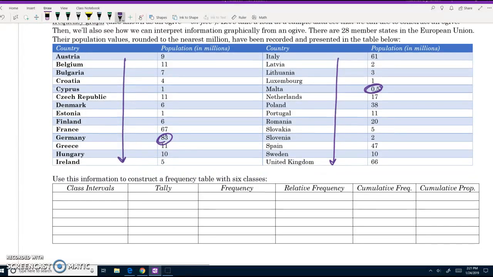So what we want to do to find our class width, and we're going to use 6 classes because that's what it tells us in the instructions, is to take our highest value, 83, subtract our smallest value, 0.5, and then divide that number by 6. So here, 83 minus 0.5 is going to give you 82.5. Divide that number by 6, and you're going to get 13.75. So we want to round that number up to the nearest integer whole value, and we'll be working with 14.